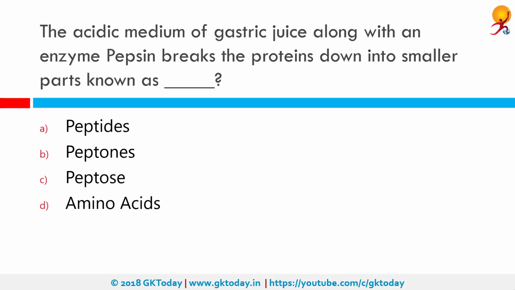The acidic medium of gastric juice along with an enzyme pepsin breaks the protein down into smaller parts known as peptones. Peptone is a soluble protein formed in the early stage of protein breakdown during digestion.